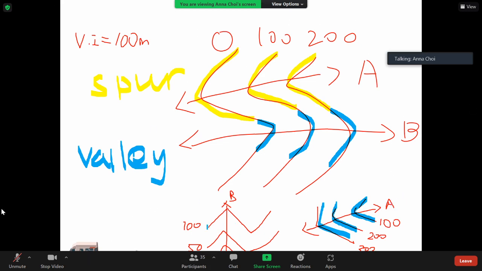What about this table? Again, you can see the number that will be getting higher and higher. And that's why E is also a valley.